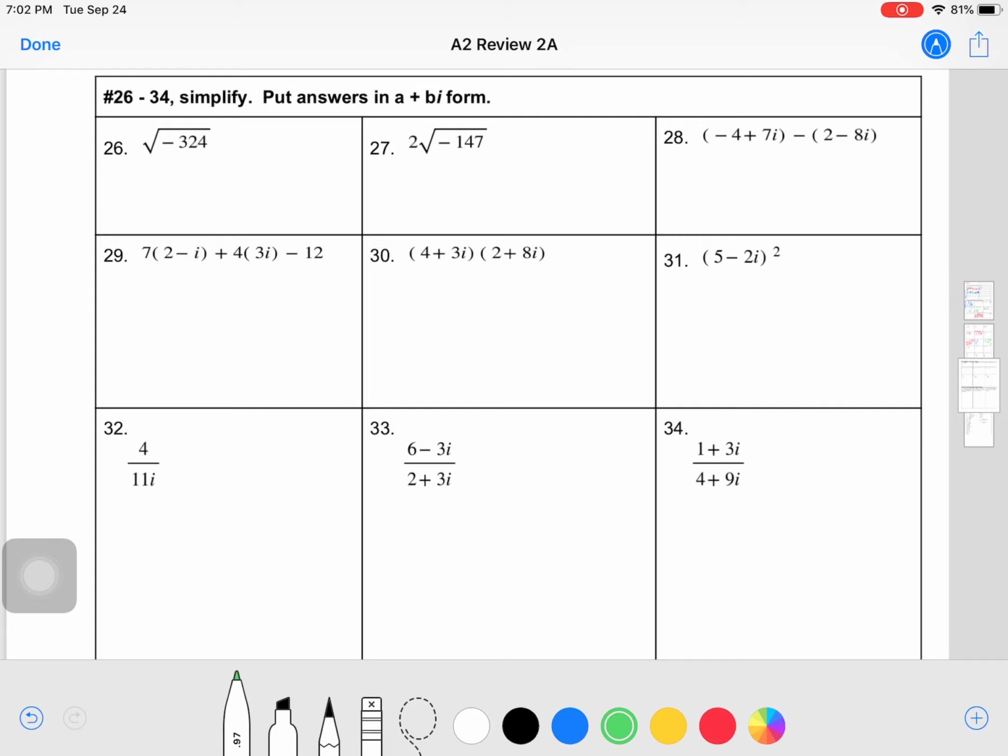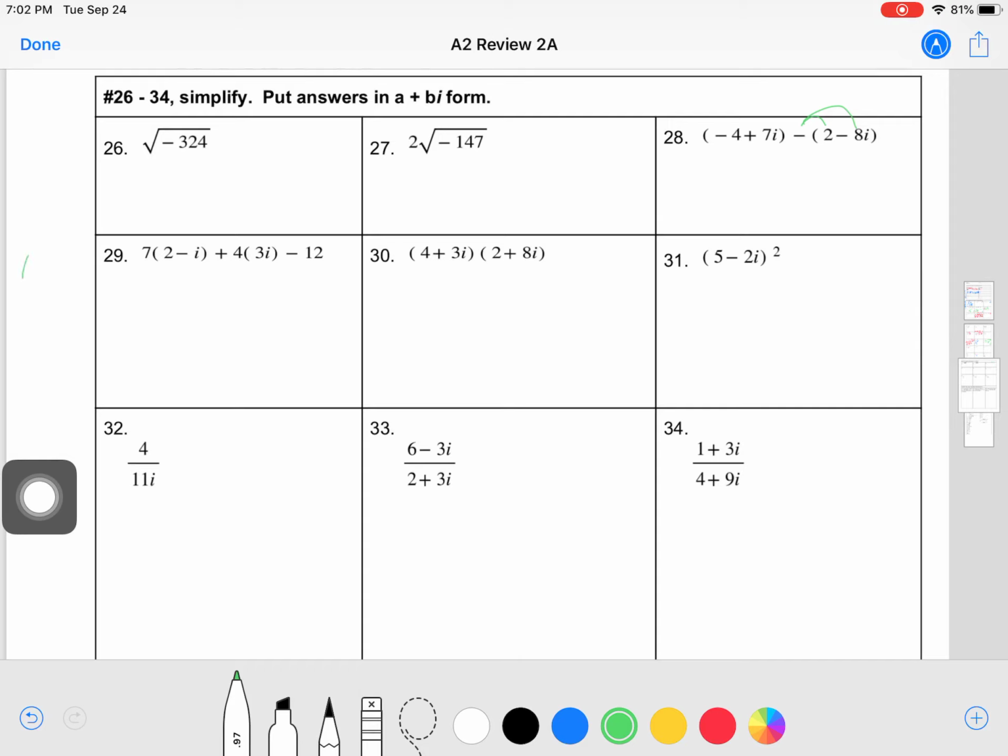For the rest of these, you have to know how to do your operations with whatever it may be. So for example, 28, you're just going to distribute this negative and then add your like terms together. Please do not FOIL that. That is not multiplication between your binomials. On 29 and 30 and 31, there is multiplication involved, and then you'll combine your like terms.